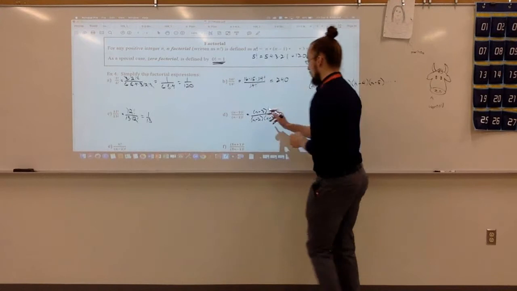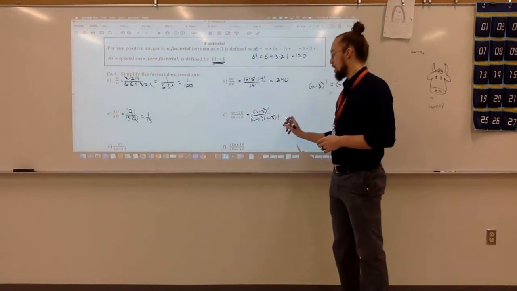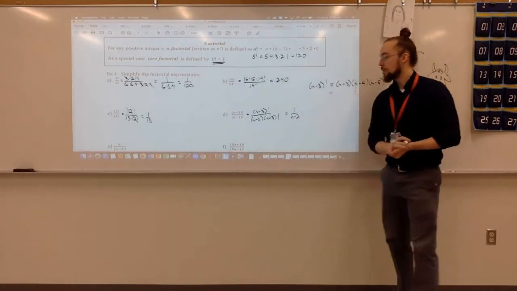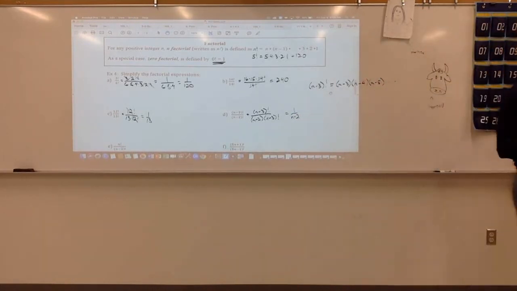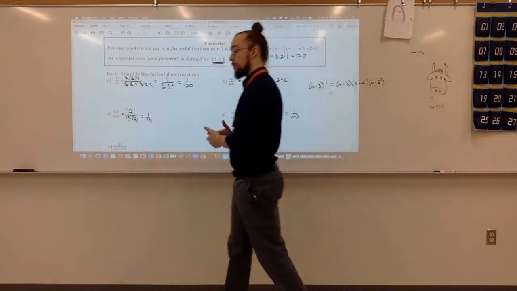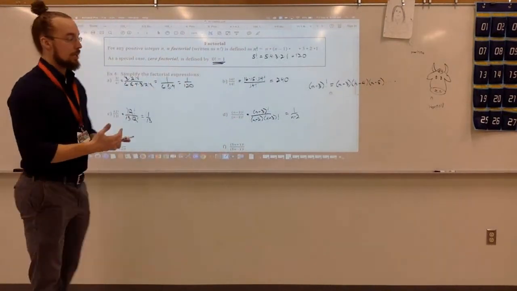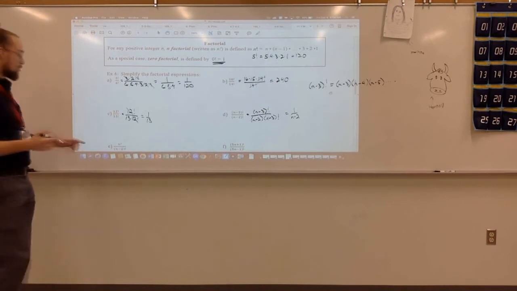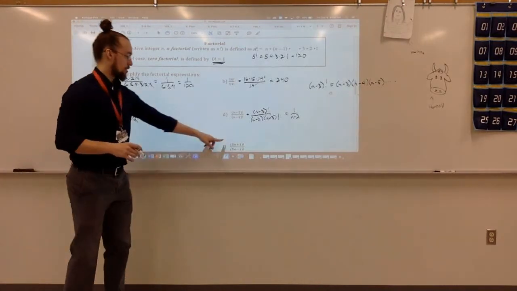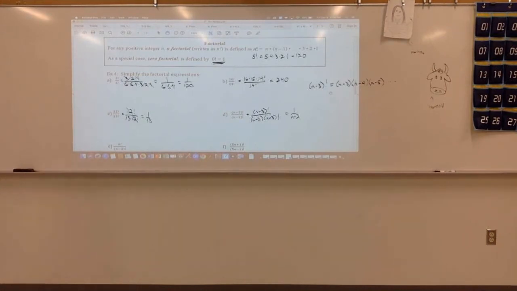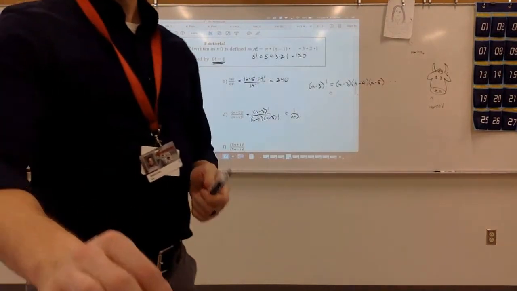Okay, so here, I can cancel out these n minus 3 factorials, and this would end up just being 1 over n minus 2. So whenever we have something like this, we want to start with the larger one. Start writing out each term until we get to the other one, essentially. Okay, so see if you can try E and F real quick here.